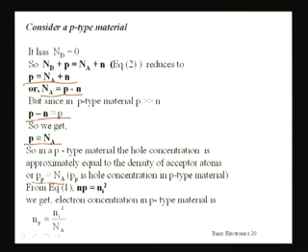And similarly, from equation 1, the mass action law, we can find the concentration of electrons in a p-type material, which is equal to ni² by Na.